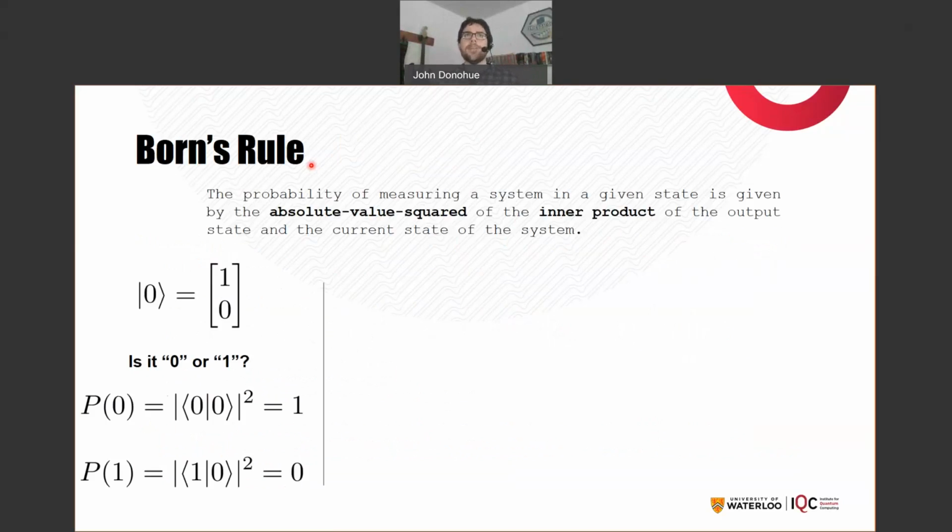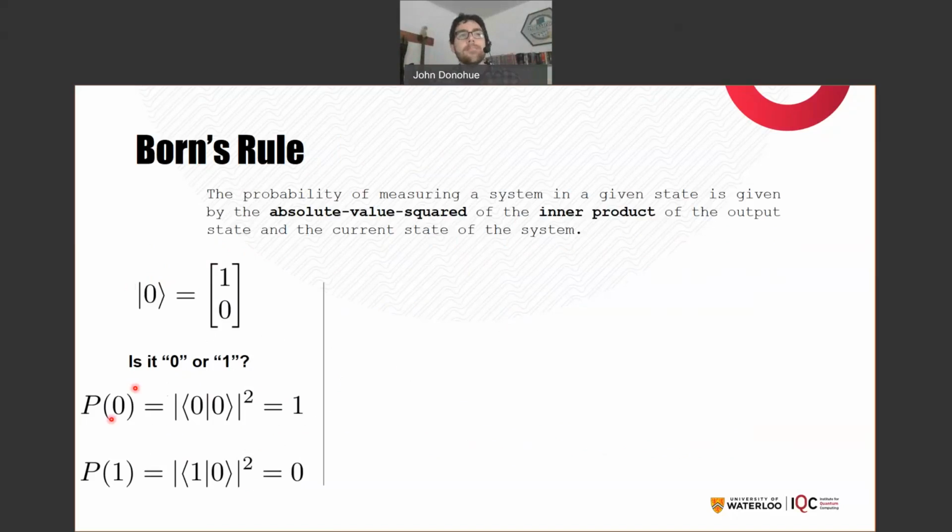So once again, recopied up here. Let's say we have something in the state 0. Could be an electron in the state spin up, could be a polarization state horizontal, could be something in the ground state of a two-level system. Doesn't matter. We have some quantum system in the state 0, and we ask it the question, are you 0 or are you 1? How do we find the probabilities?